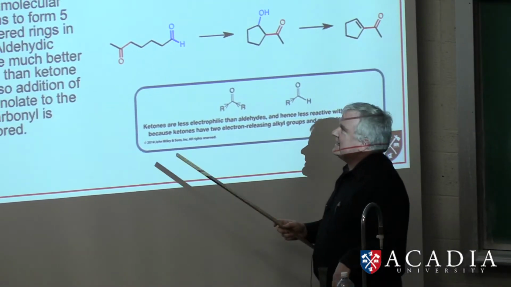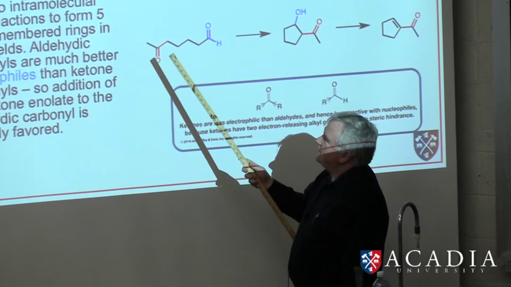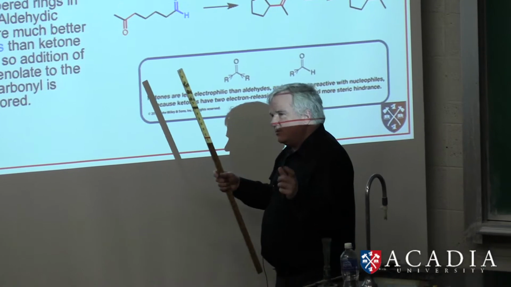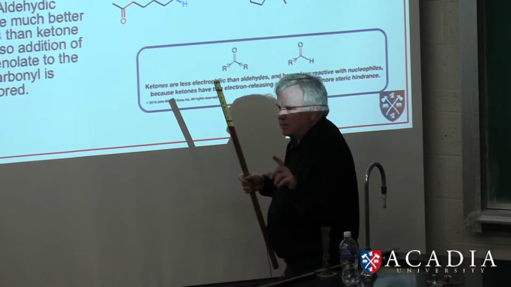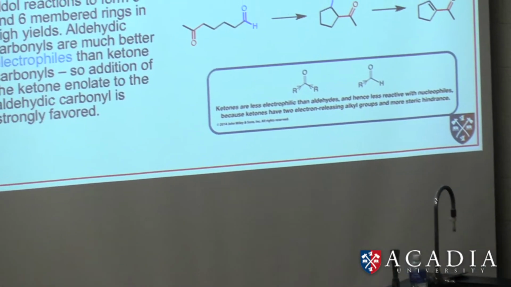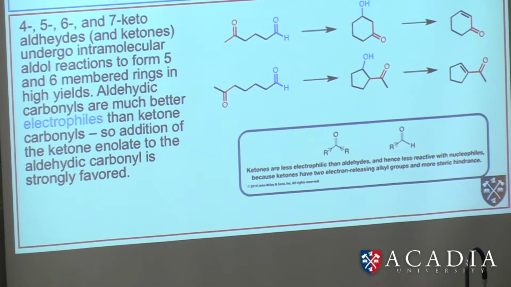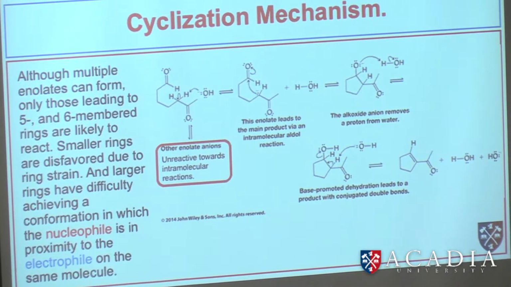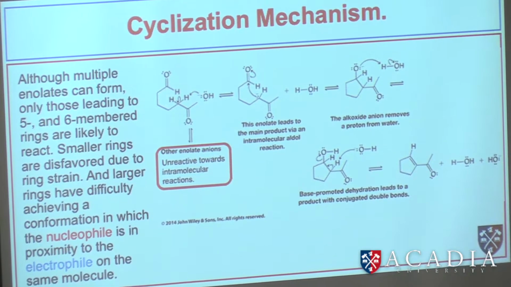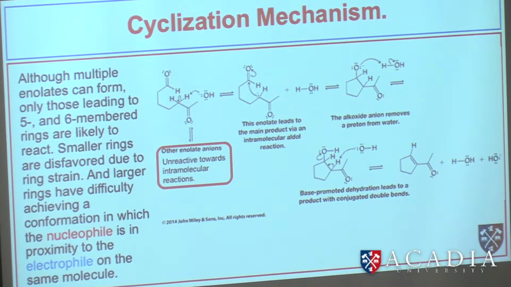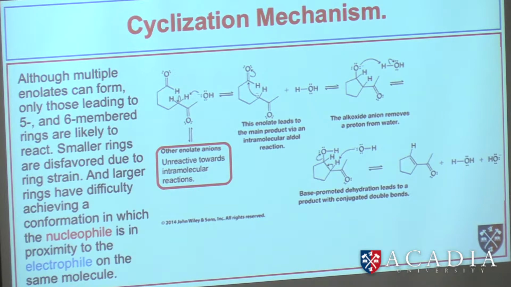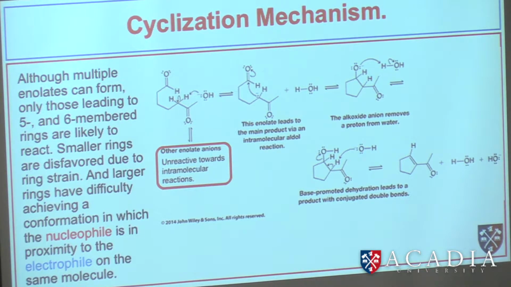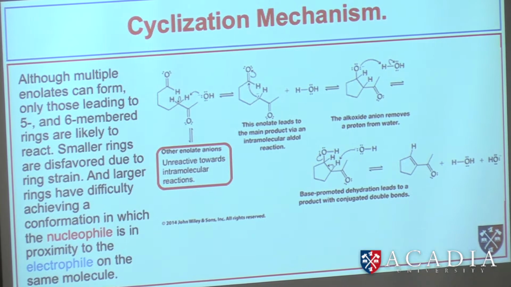So 4, 5, 6, and 7 ketoaldehydes and ketones can do these cyclization reactions because just think about forming a 5 or 6-membered ring. The other enolates form, but they're unreactive. The one that will form the 5 or 6-membered ring will be the most reactive, and if it's going to the aldehyde, that is the very most reactive.